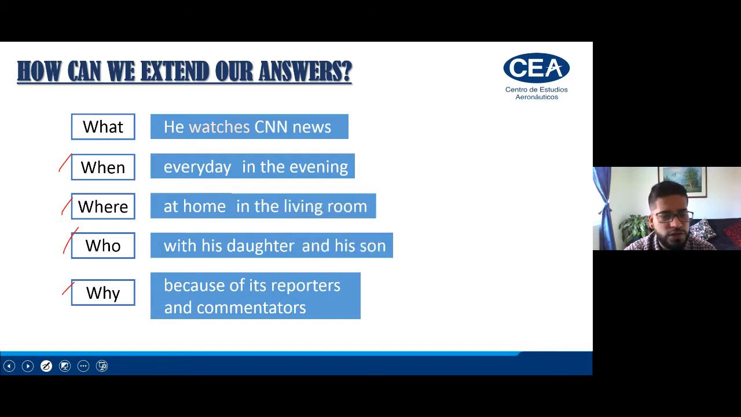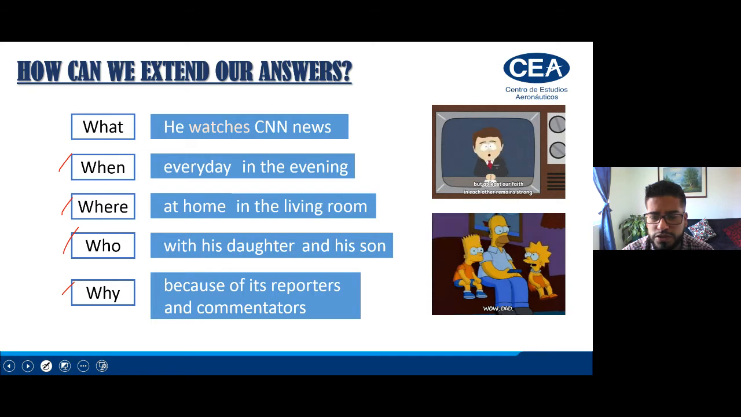So look at this, we can continue extending our answers. He watches CNN news every day in the evening at home in the living room with his daughter and his son because of its reports and commentators. This is one of the examples that we saw in the previous class: how to extend your answers in English. So my invitation is, if you want to practice this part, you can go to the stream and watch this video again. There are two pictures that I use in that class.